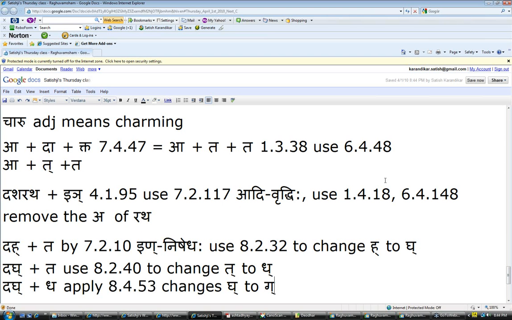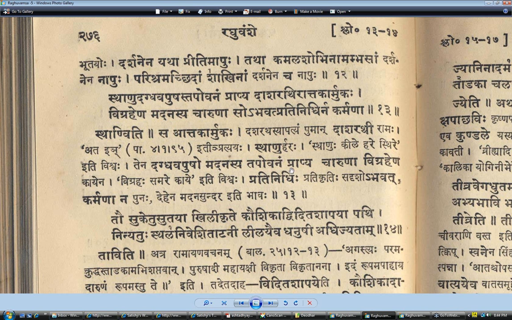So make the form Dagdha. Thank you. So Dagdha. And then we get the form Dagdham Vapuhu Yasya Saha Vapuhu, Madanasya, then Tapovanam, no commentary. So this is a Tatpurusha compound, definitely.